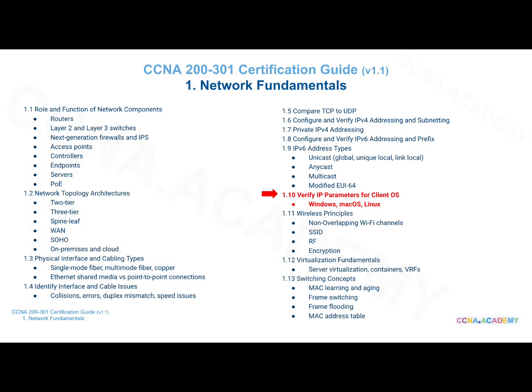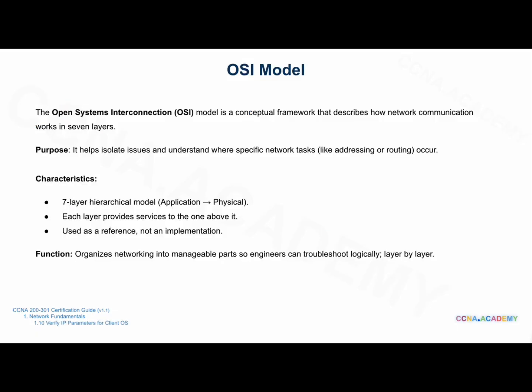Section 1.10. Verify IP parameters for client OS. The OSI model, or Open Systems Interconnection model, is the foundation for understanding how network communication works. It breaks everything into 7 layers, from application down to physical. Each layer serves the one above it and handles its own specific tasks, like addressing, routing, or delivery. We don't actually implement OSI directly, but we use it as a guide to troubleshoot problems logically, one layer at a time.